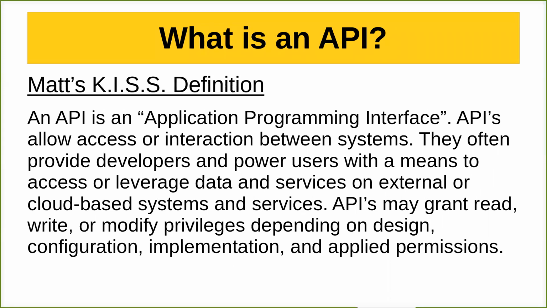So I'm just going to start at the very beginning here of what is an API. My own personal keep it simple stupid definition is an API is an application programming interface. APIs allow access or interaction between systems. They often provide developers and power users with a means to access or leverage data and services on external or cloud-based systems and services. APIs may grant read, write, or modify permissions depending on design, configuration, implementation, and applied permissions.